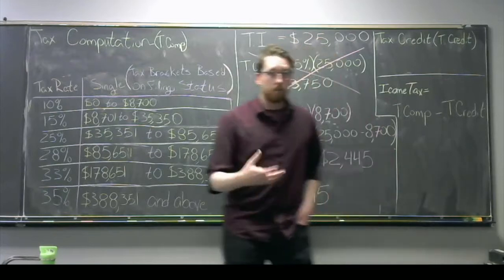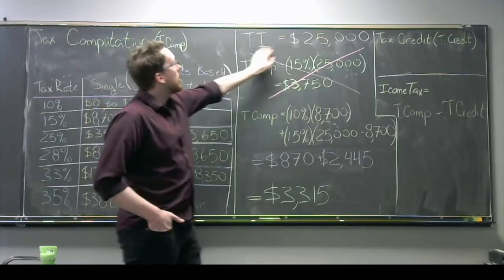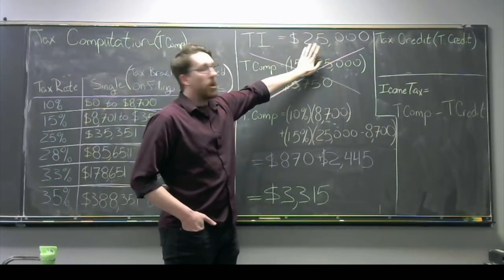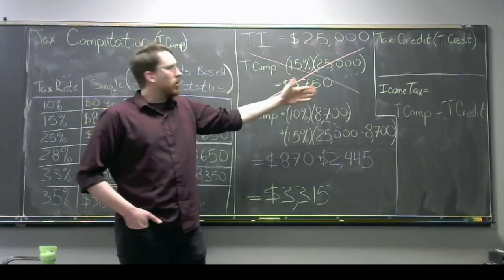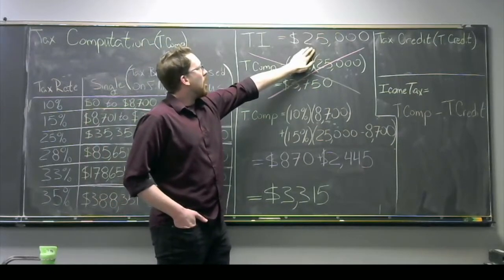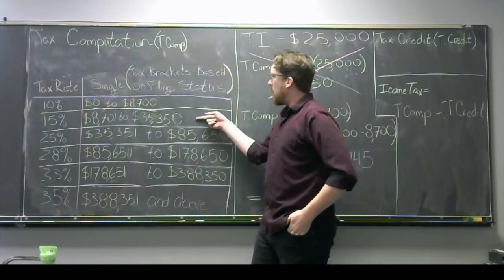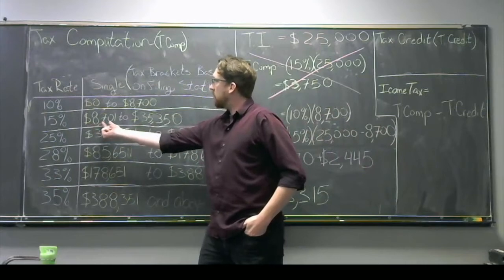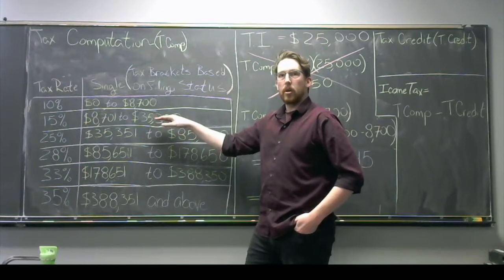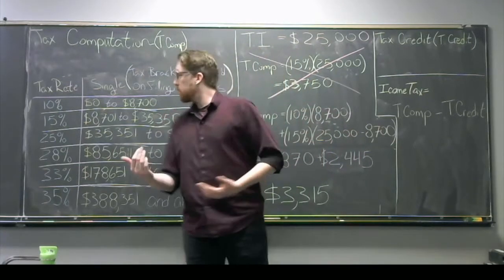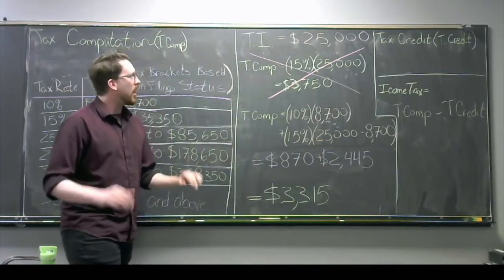Typically, most Americans think that, as an example, if your taxable income is $25,000, then you're going to have to pay $3,750. And they come to that conclusion by saying, all right, well, I'm making $25,000 as taxable income. Looking at this, I'm in that $8,701 to $35,350 tax bracket. So I must be taxed 15%. Not quite. It's not quite how it actually works.